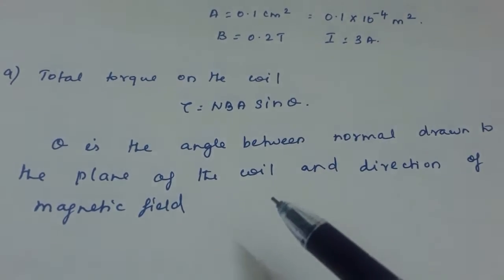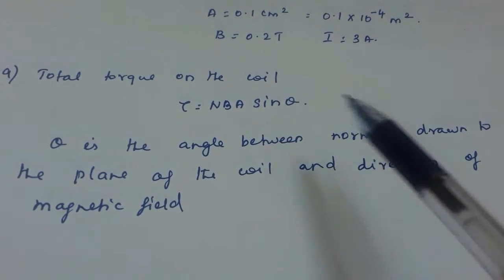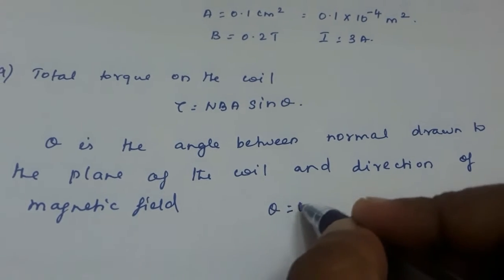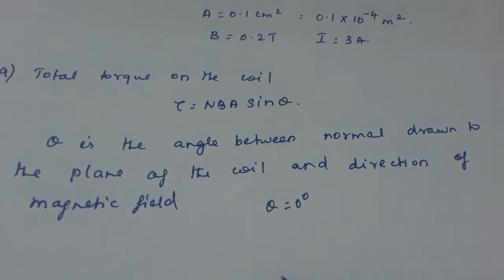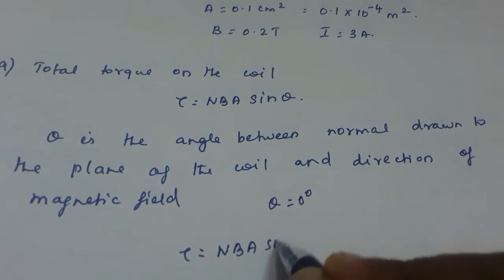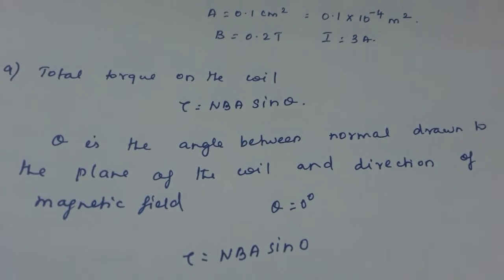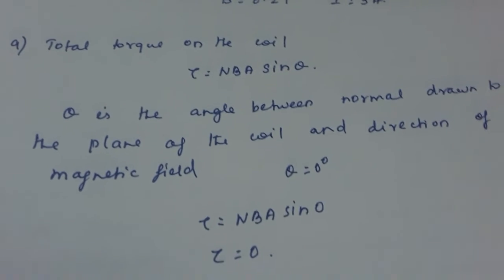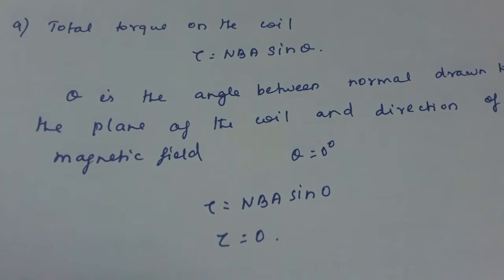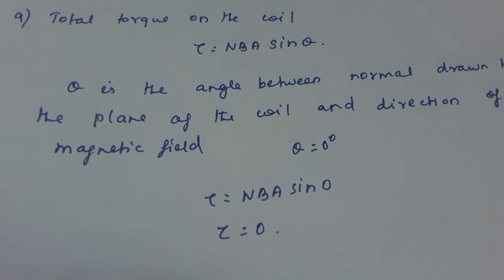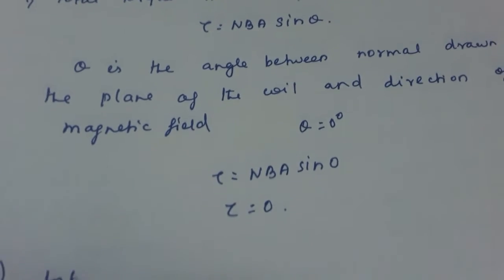In this case, the angle between the normal and the direction of the magnetic field is theta equal to 0 degrees. Okay, so tau is equal to NBA sin 0. So what is sin 0? It is 0. Okay, so tau is equal to 0. Now the second part is the average force of the coil, that is the total force of the coil.